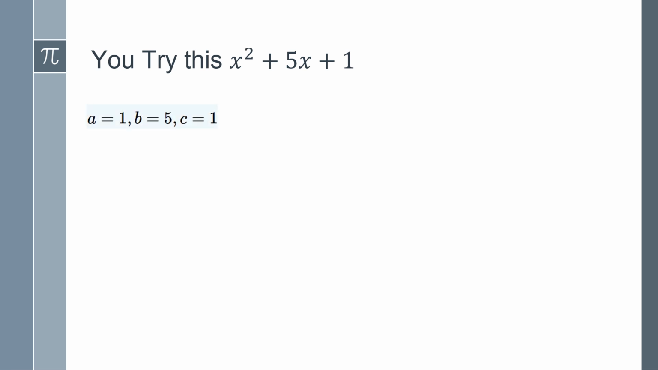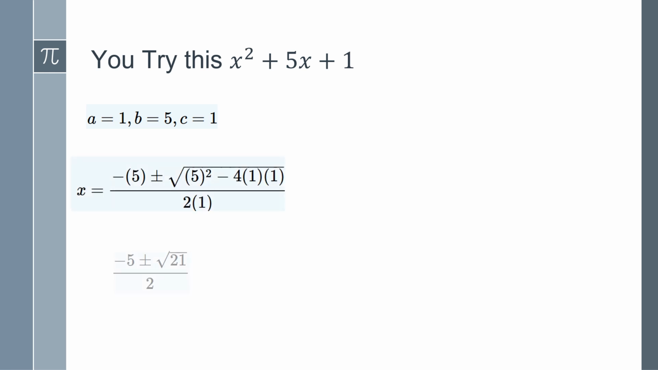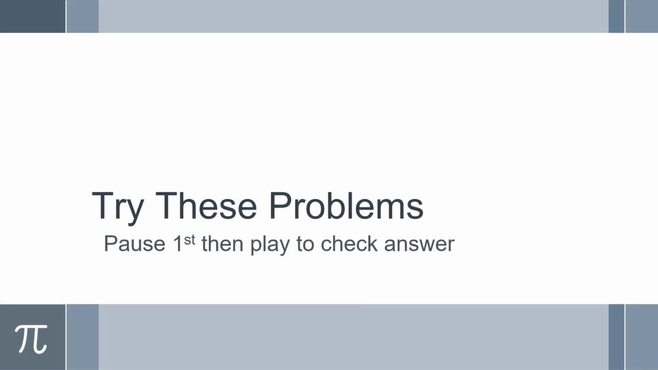Did you realize that A is 1 because every x has a coefficient of 1 by itself if there's no number there? B is 5, C is 1. So you use the formula, you put in the correct place. You get square root of 21. Alright. I went a little too fast, but you could go take care of that because we've been working quadratic formulas.